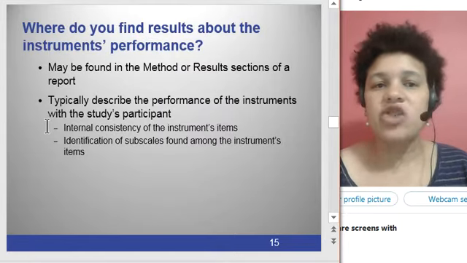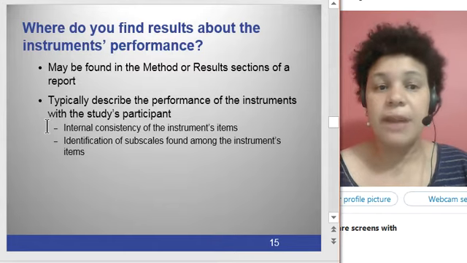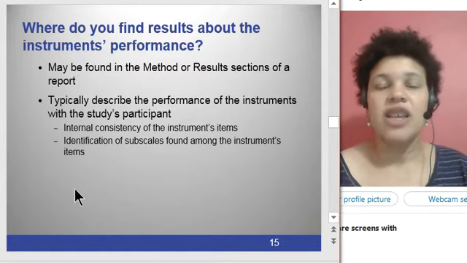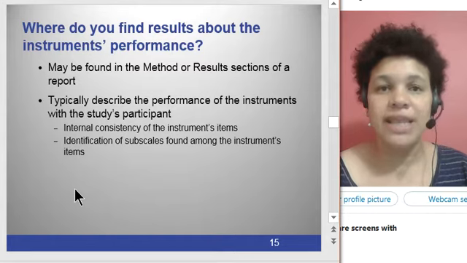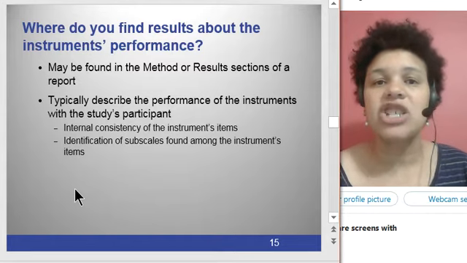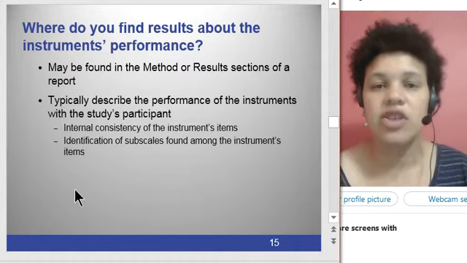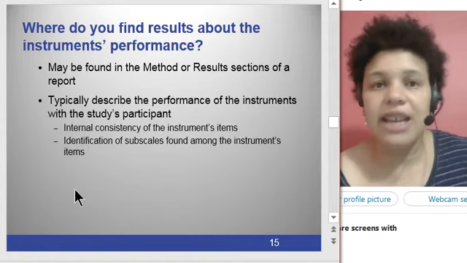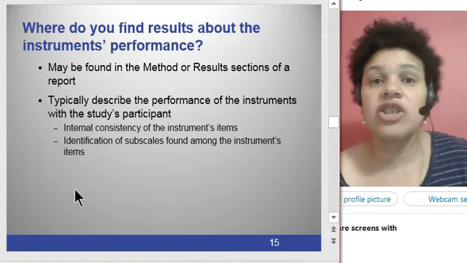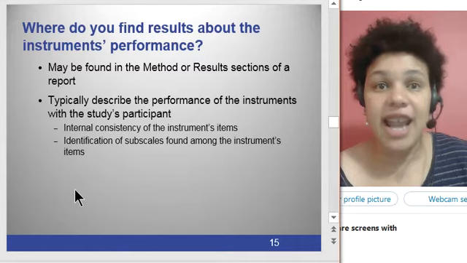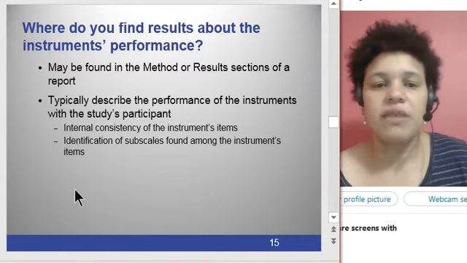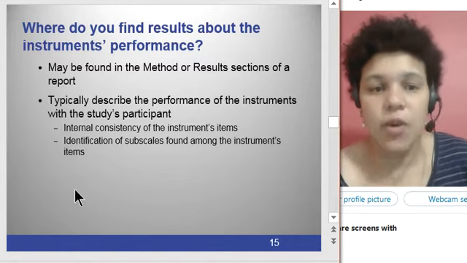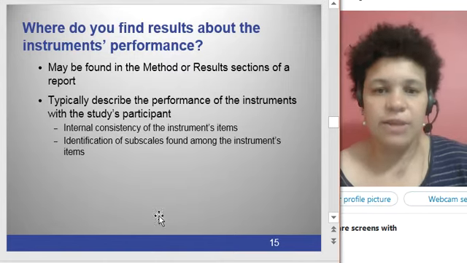Where do you find results about the instrument's performance? This may be found in the method or results section also. It typically describes the performance of instruments with the study's participants. And in survey studies, you may or may not have an instrument. In a lot of psychology-related studies, you do have an instrument that's used. And by instrument, we mean some kind of mental health scale, some kind of scale that was used to measure something that is maybe a little bit hard to get at, that you need to use a particular scale for, or index, or what they are sometimes called.